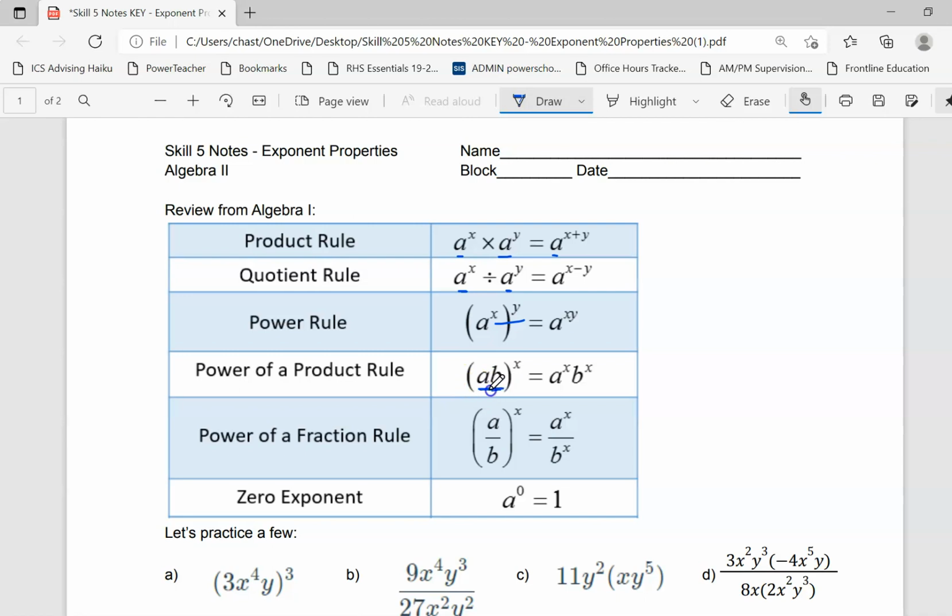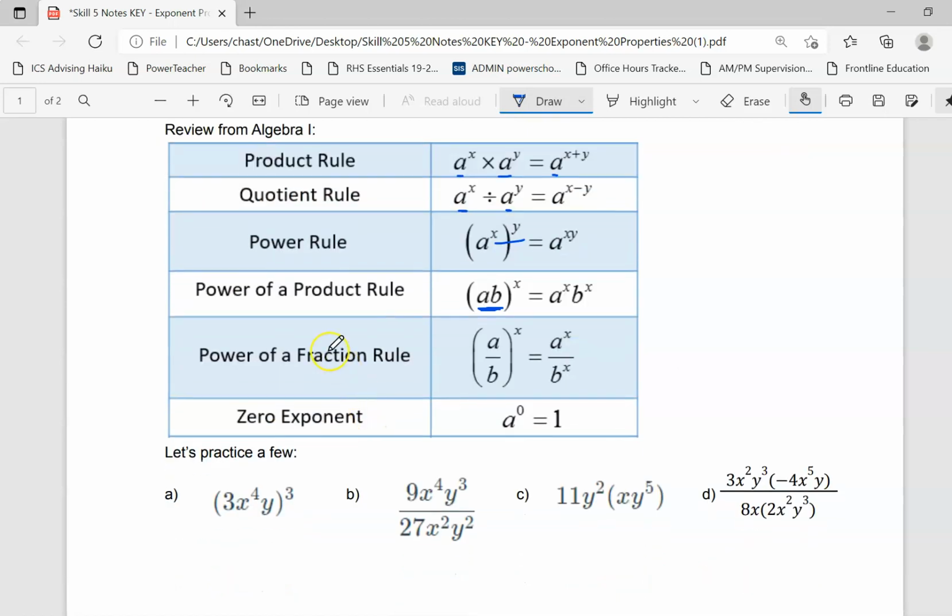Power of a product property: if you have a product such as a times b and you're raising it to the xth power, each of those factors, so the a and the b, get the exponent. Power of a fraction says if you're dividing two things and raising that to a power, then you just give the power to the numerator and the denominator. And then the zero exponent property says that any base raised to an exponent of 0 is 1, as long as that base number is not 0.